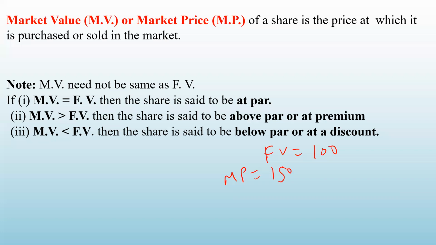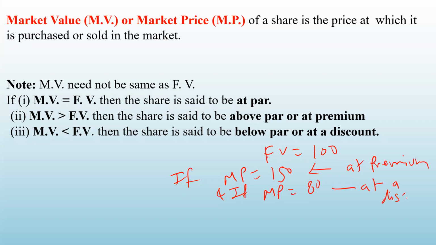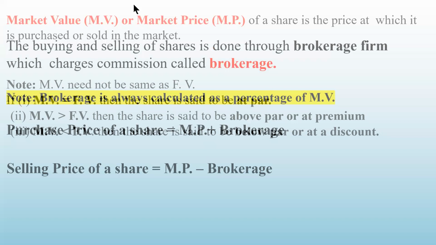So for example, suppose the face value is 100 and the market price is say 150. So what will you say? You will say that it is available at a premium. Market value is more, correct? And if the market price is say 80, then what will you say? You will say that it is available at a discount, or below par, because it is less than face value, correct? So this is the meaning of above par, at par, and below par.